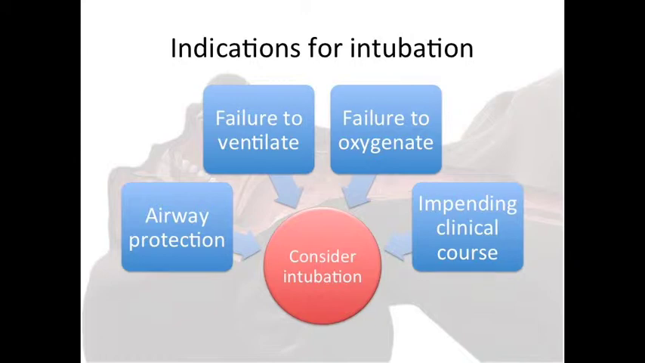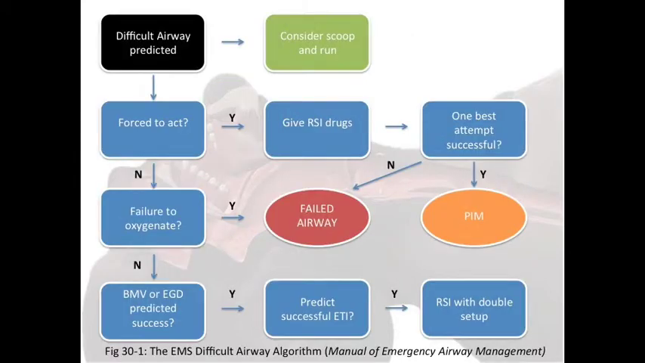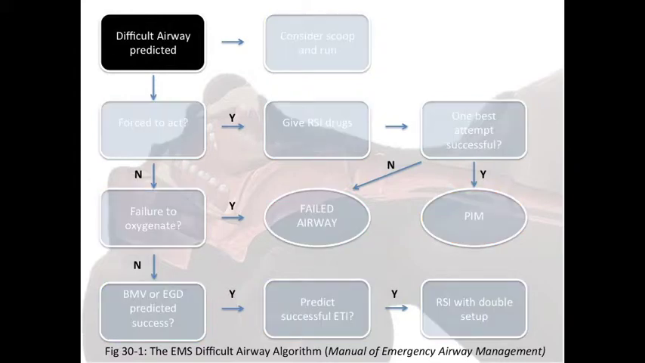So you just kind of look at this patient and you say, look, due to their disease or injury, I feel like this airway is going to get worse before we get to advanced care. So here's the basic algorithm for pre-hospital difficult airway. We're going to go through this in a stepwise approach.